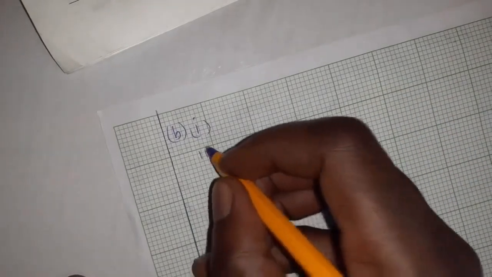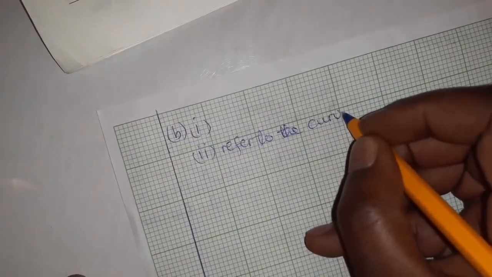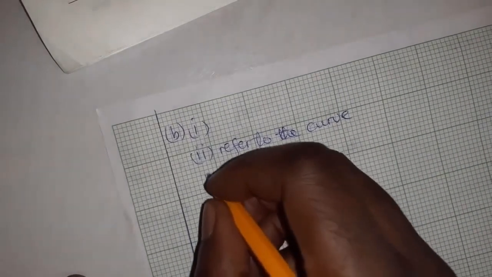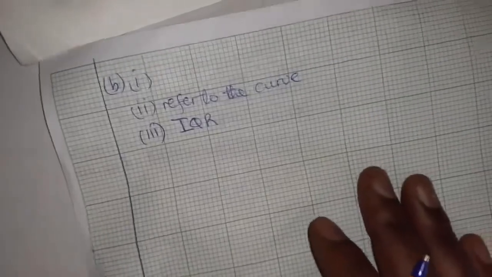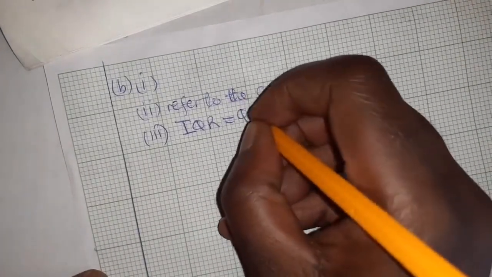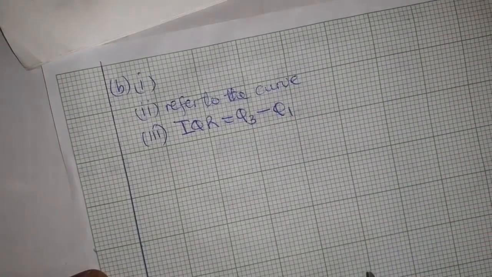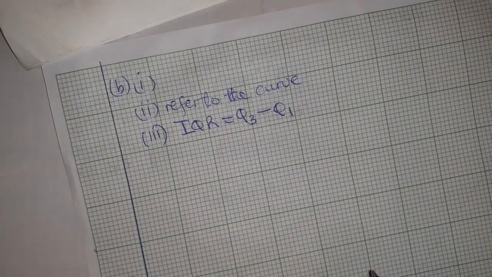So here I'm going to say B. The table should have been here as in B. Roman numeral 1, you draw the table. Then number 2, where you do the curve, you can say refer to the curve which is drawn. Then Roman numeral 3 now. So we want to find the interquartile range. That's what they are asking us here. So interquartile range is equal to the upper limit minus the lower limit.